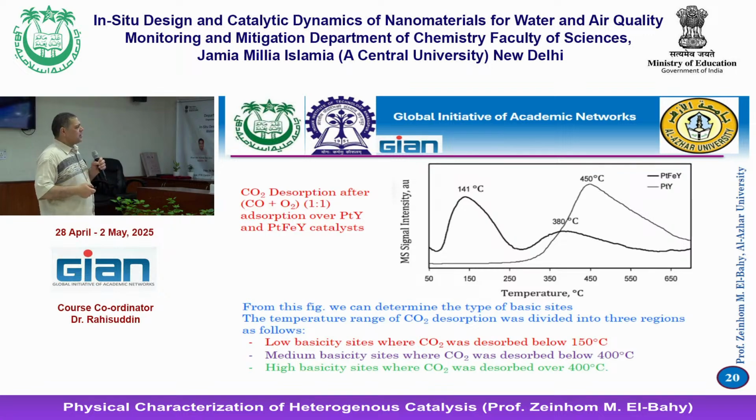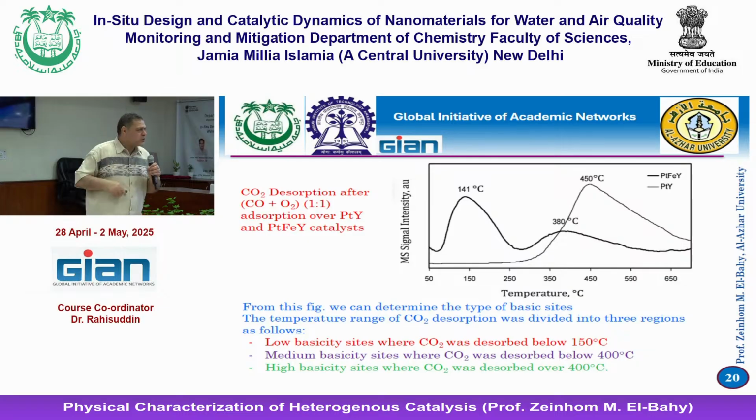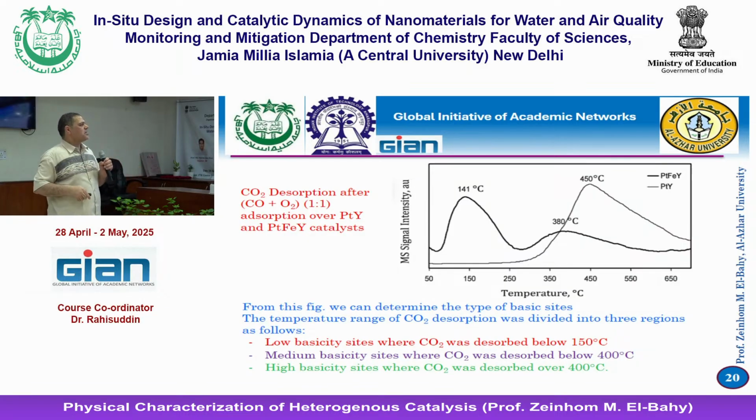So I checked the literature. I found that they classified it into three zones. The first one is low viscosity sites, where CO2 was dissolved below 150. This is CO2; if it's CO, it will be in another region. And this is medium sites, around 400, and high or very high viscosity sites, which are above 400. This means that this surface has basic sites. We didn't expect it, but there are basic sites.